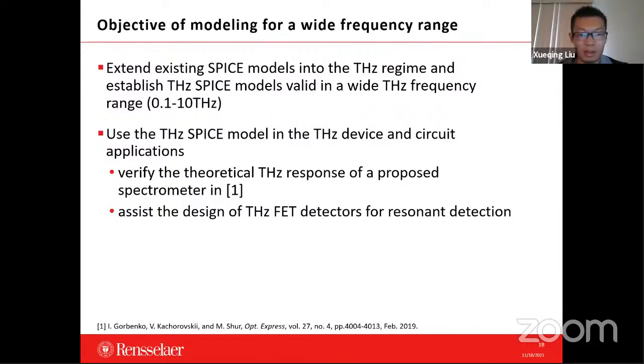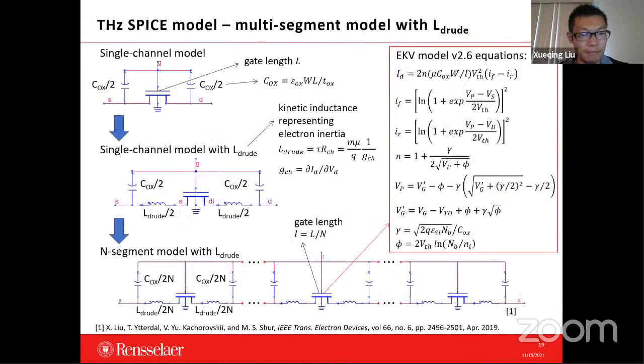Yeah, so for that, the approach is to use multiple segments. Basically, there are two ways to account for that non-quasi-static effect. One is to use Elmore resistance. Another is to use multiple segments. So we use multiple segments.